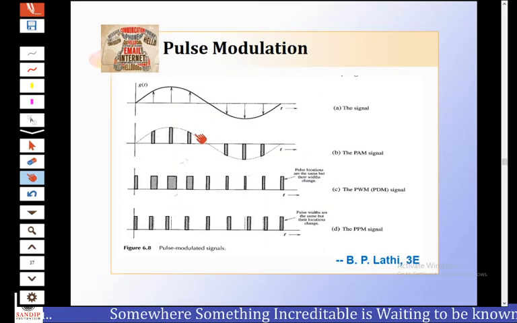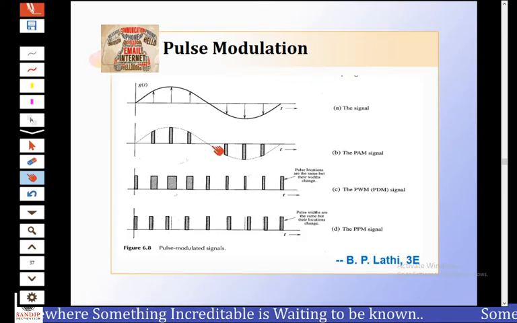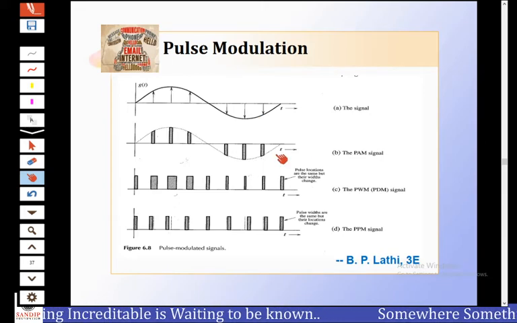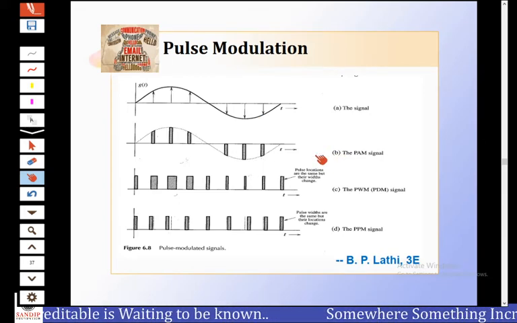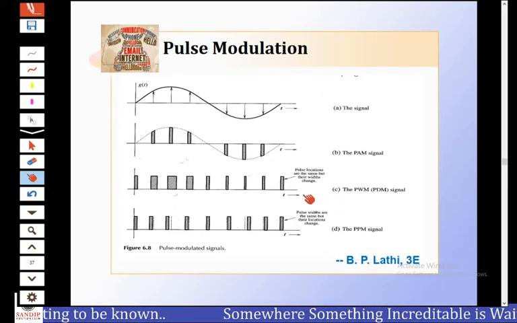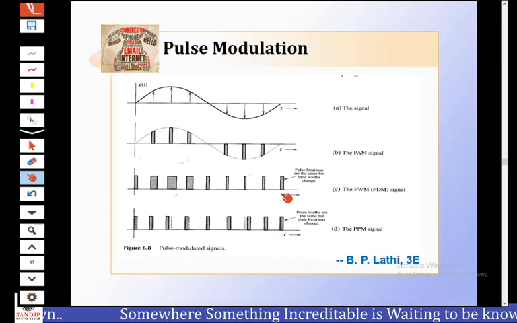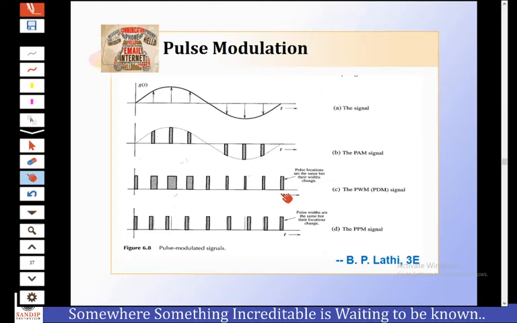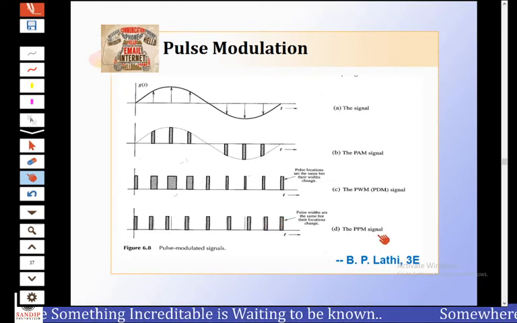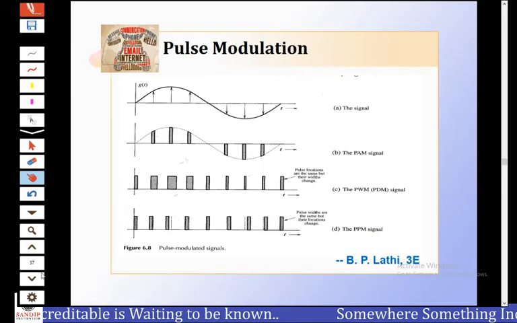Now here are some examples of waveforms of all three analog pulse modulation techniques. The first one is your original analog signal. The second one, that is B part, is the pulse amplitude modulation technique. C is the pulse width modulation technique, in which the width of the signal pulses is changed according to the amplitude of the message signal. And third is the pulse position modulation technique. We'll study each of these in detail in the next session.